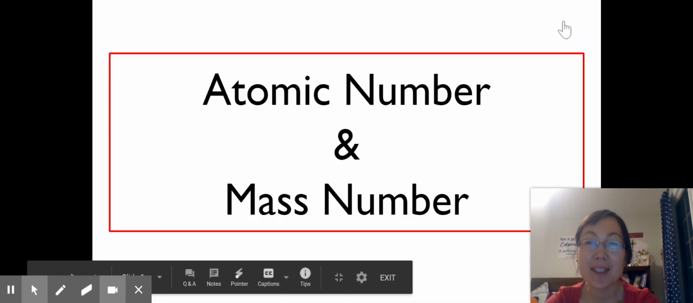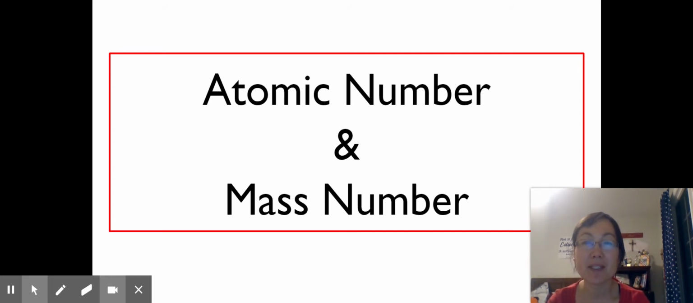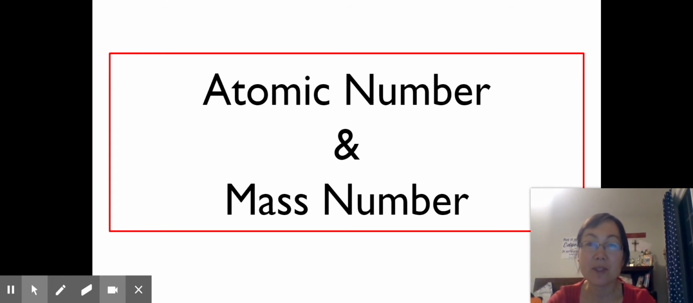Okay, everyone, we are going to learn two new concepts today. Those are two very important concepts, so please take some notes. One is called atomic number, the other one is called mass number. I'm going to explain the detail, and you may pause when I say you take notes.